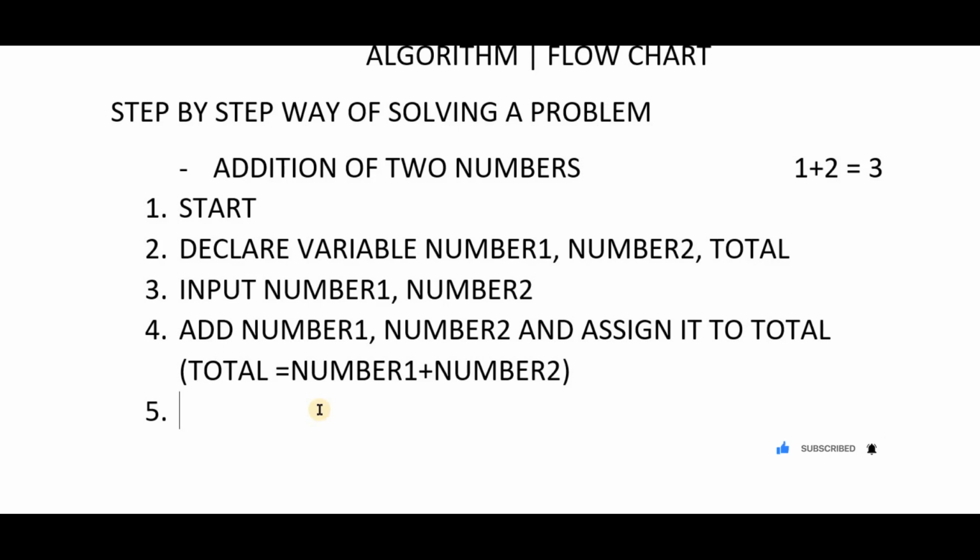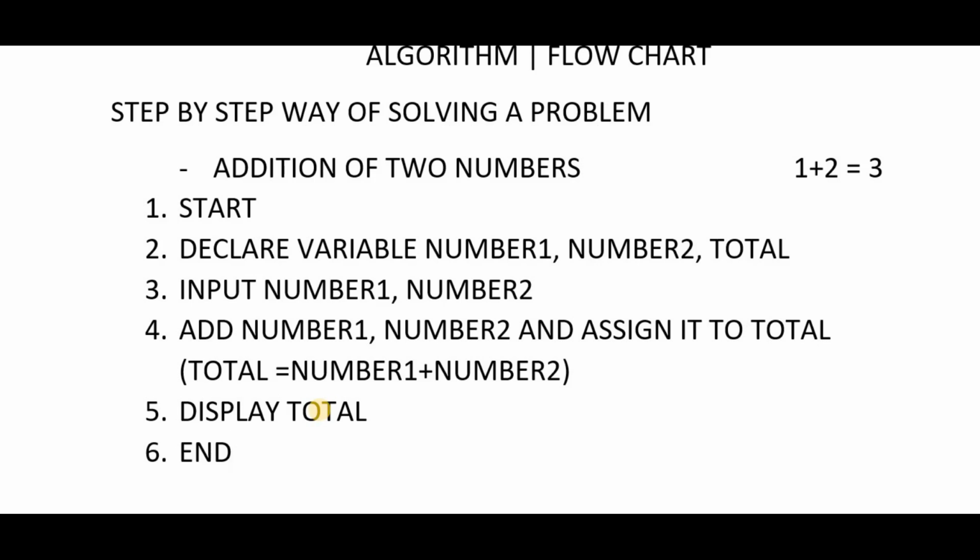And what are you going to do? We need to display our results, and the name of the result is the total. So after displaying the total or the result, what are you supposed to do? We end the program. So this is a simple algorithm. That's a step-by-step way of solving a particular problem.